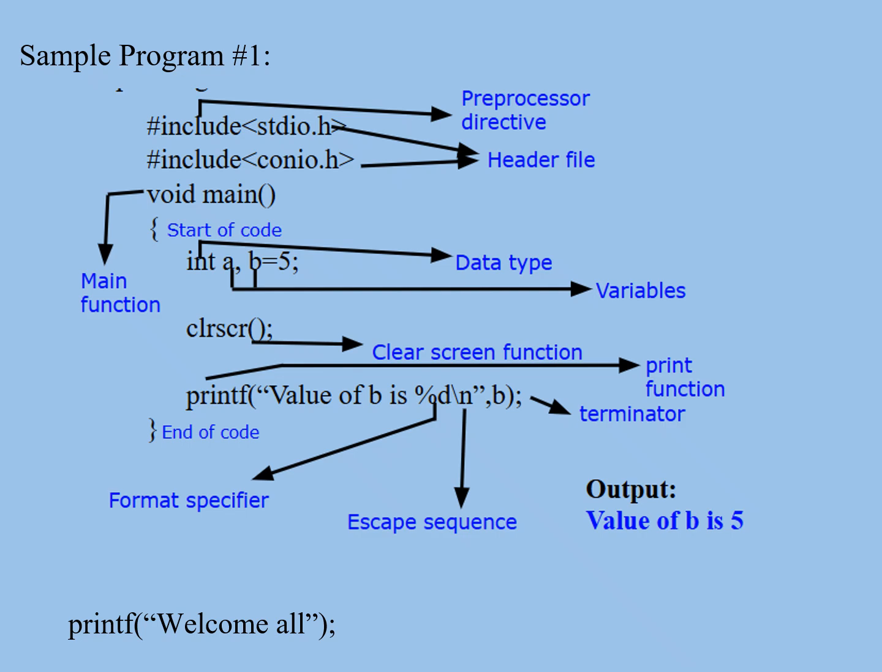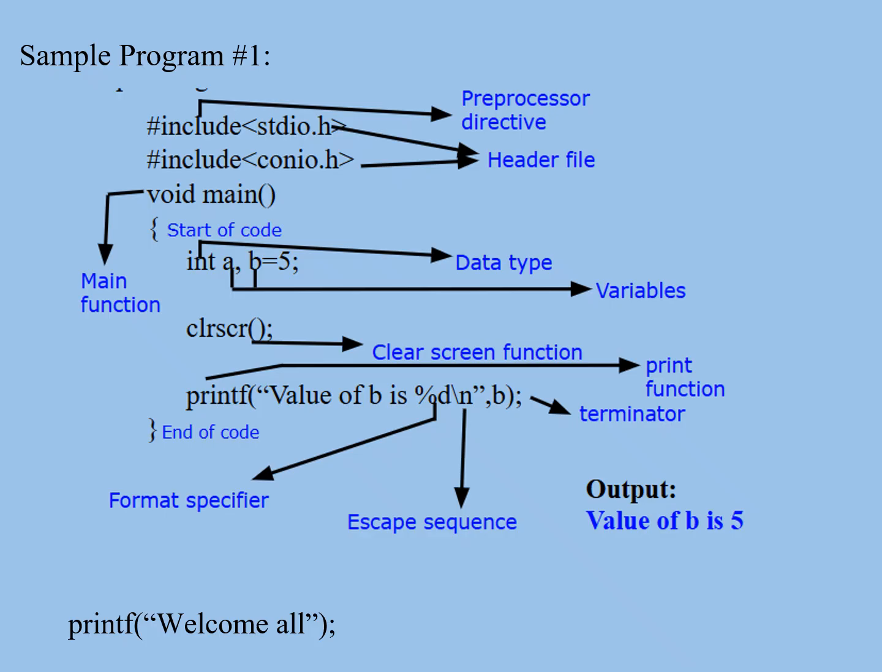The next statement is CLRSCR, which stands for Clear Screen function. This is included in the conio.h header file. This function helps to clear the output window during each execution of the code. It prevents the display of the output from the earlier code executions.